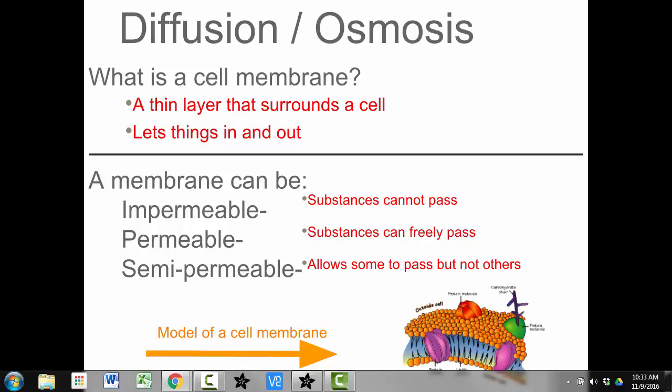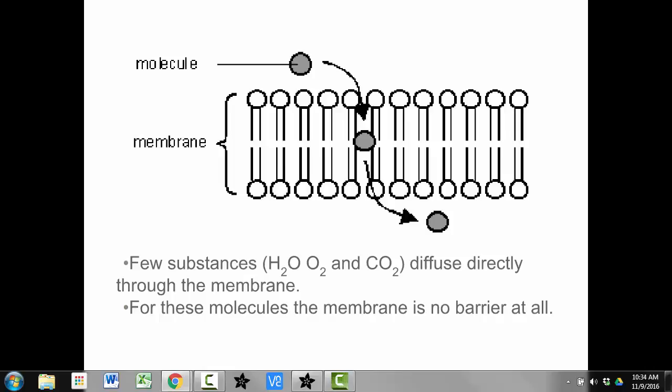Now the cell membrane looks like this. It has sort of two layers. And then stuck inside of those layers are these proteins. And these proteins are what sometimes allow molecules to move into the cell. Some molecules just pass freely through. Things like water, oxygen, carbon dioxide can go through the cell membrane like it's not even there. Those are really small molecules, so they just slide right through the membrane. Larger molecules, however, cannot pass through so easily.